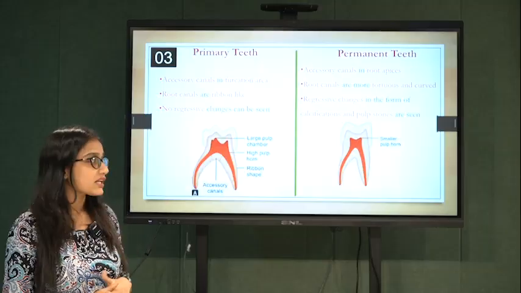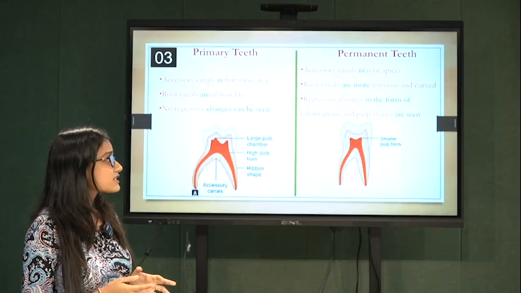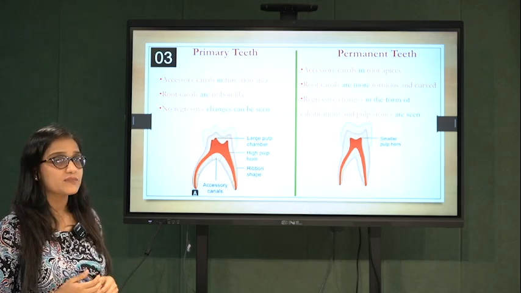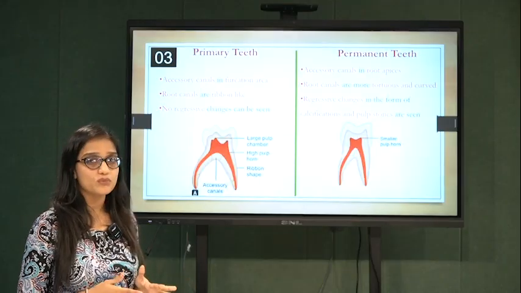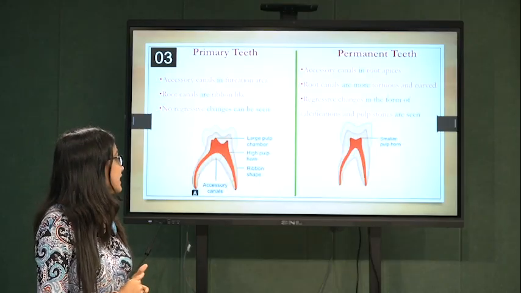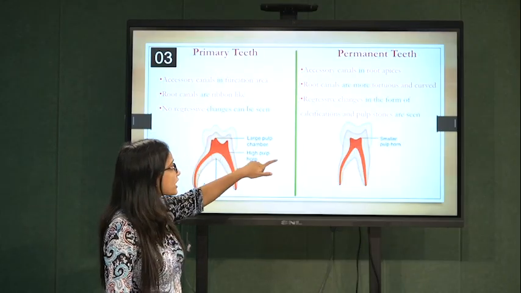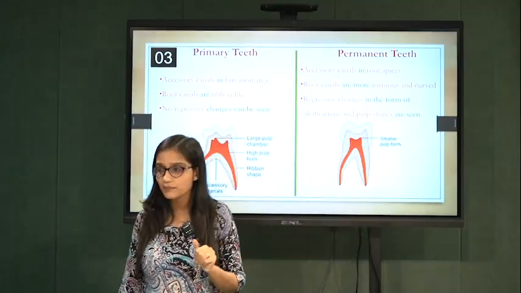Accessory canals in the furcation area are more common in primary teeth, and in permanent teeth, accessory canals are present in the root apices. So in the primary dentition, dentoalveolar abscess is more common, and in permanent teeth, periapical abscess is more common. Root canals are ribbon-like in the permanent dentition, as we can see in this picture, and here the root canals are more tortuous and curved. Okay, that is present in the permanent dentition.